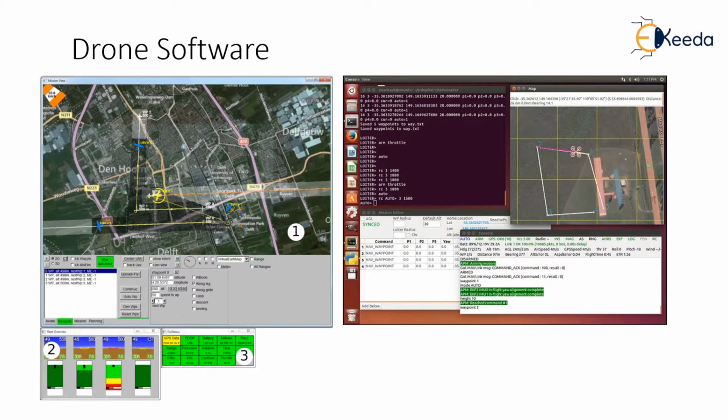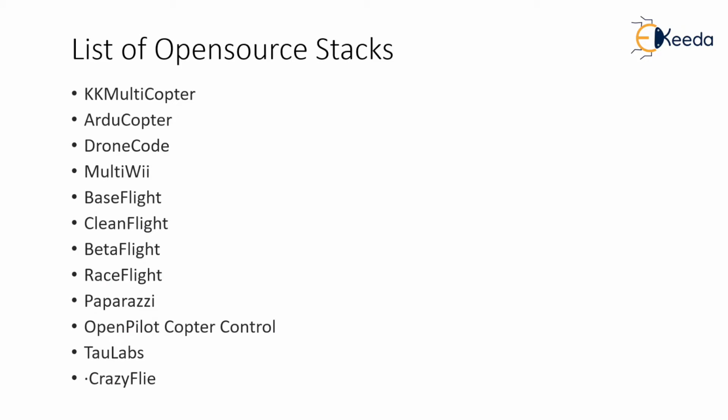The software layers are firmware, middleware, and the operating system. The current slide shows a list of open source stacks. They are as follows: KKM Multicopter, Ardocopter, Drone Code, MultiV, Space Flight, Clean Flight, Data Flight, Paparazzi, OpenPilot, Copter Control, Cow Labs, and Crazy Fly.